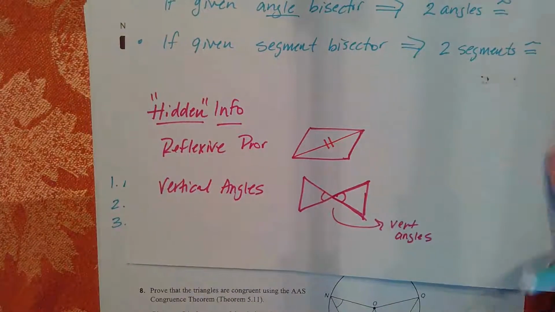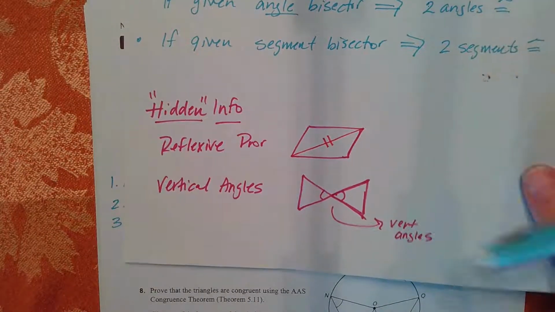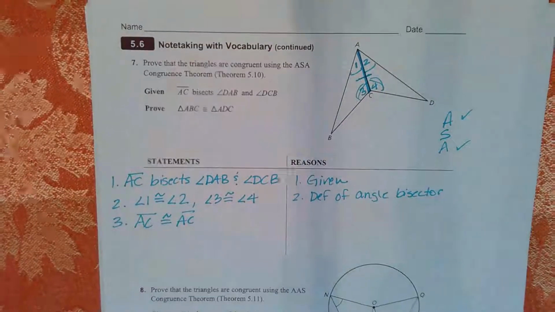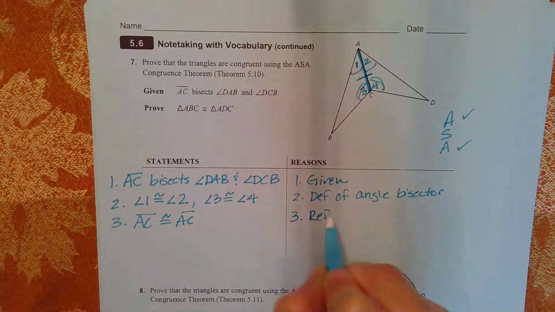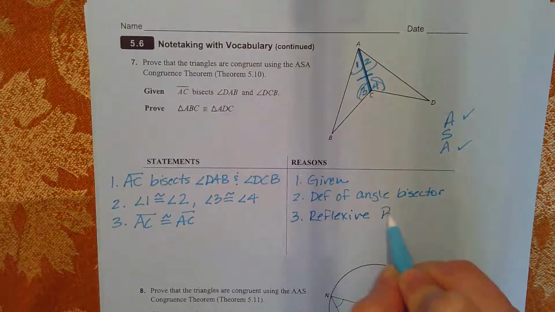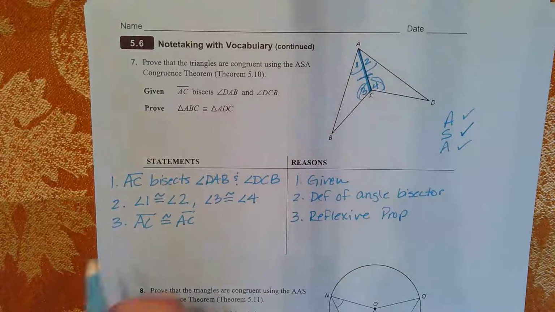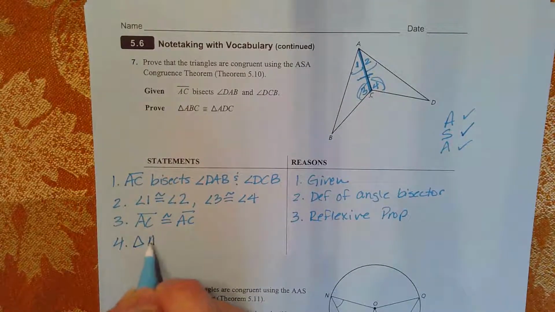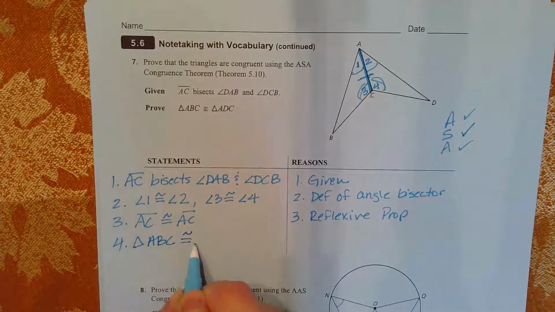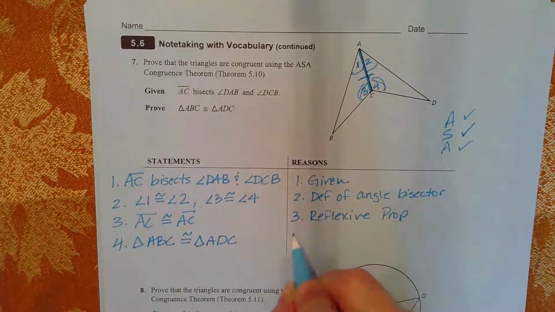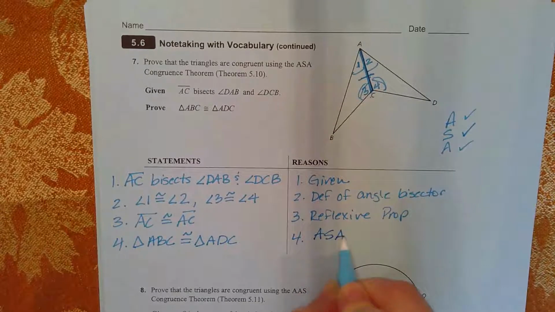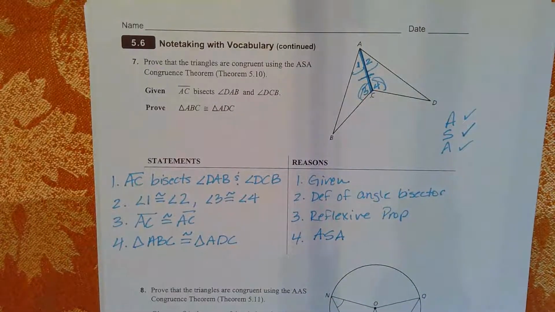And again, if you want to remember the hidden information on our sheet, we had the reflexive property and the vertical angles, the two that are the most common that we're coming across right now. So my reasoning is the reflexive property. And now since I said a side is congruent, it's angle, side, angle, now I can end my proof. I can say triangle ABC is congruent to triangle ADC. And my reason is angle, side, angle. So that's how you're going to see proofs using this kind of theorem. Now, obviously, not the exact same one every single time, but that's one example of them.